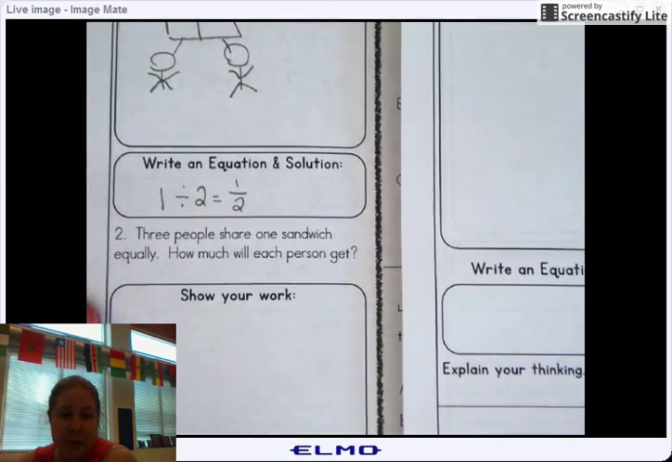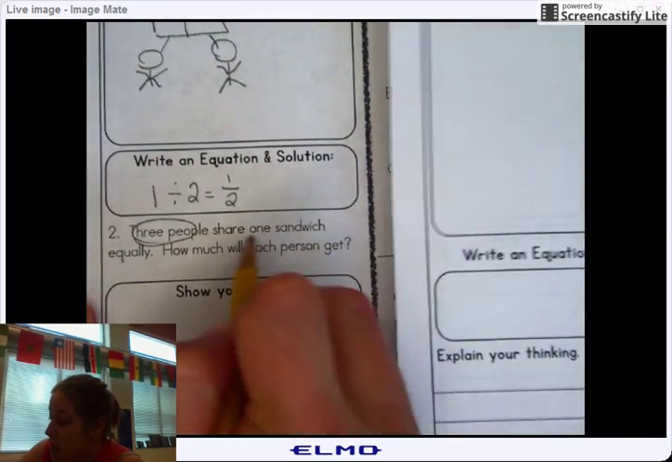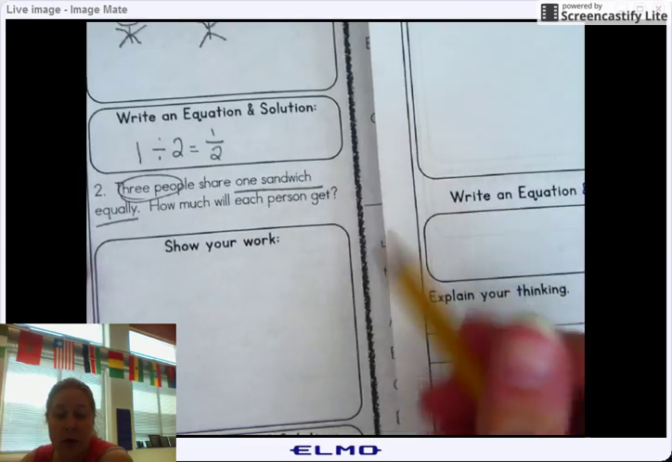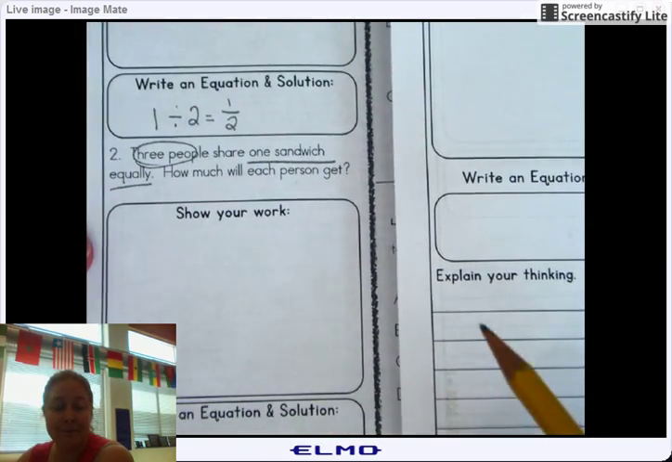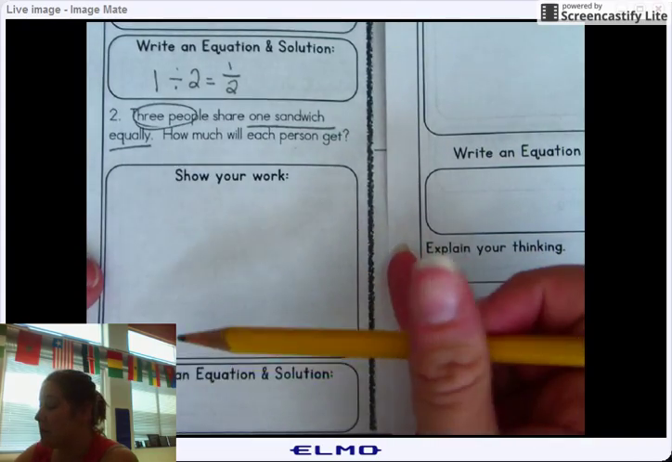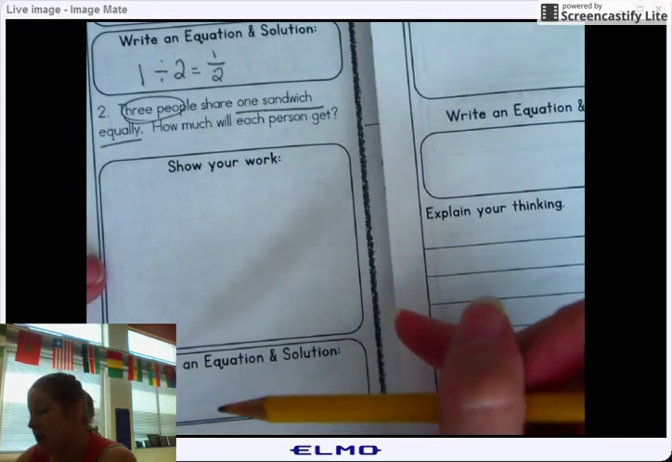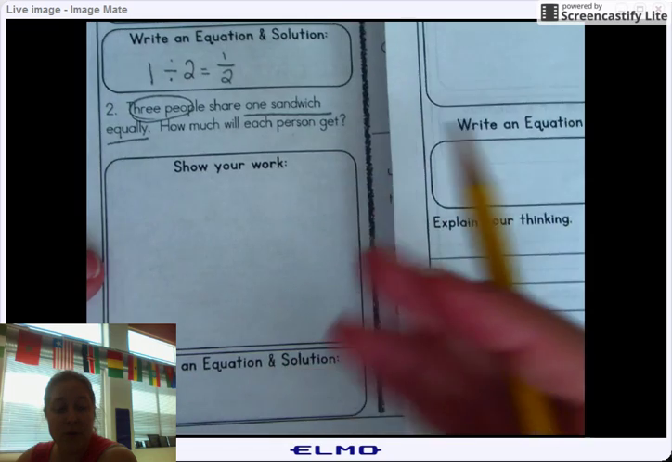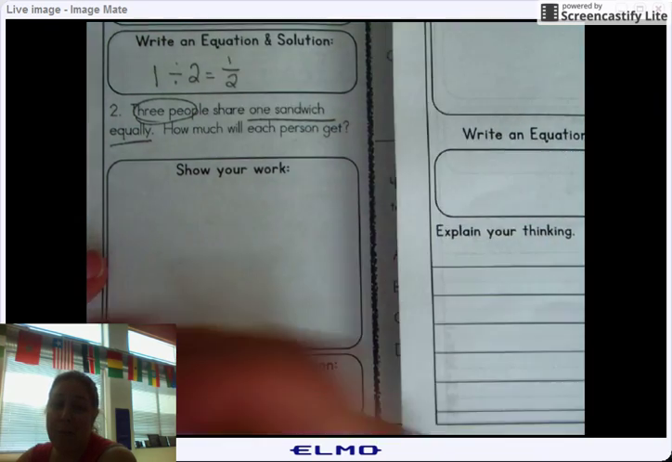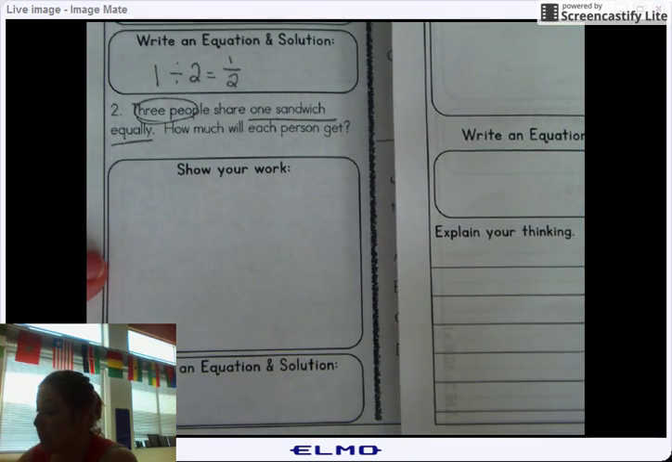Question number 2, 3 people share one sandwich equally. How much will each person get? Take a moment, draw your little picture. And then take a moment and type in your answer onto the thing. So type in how much each person got.